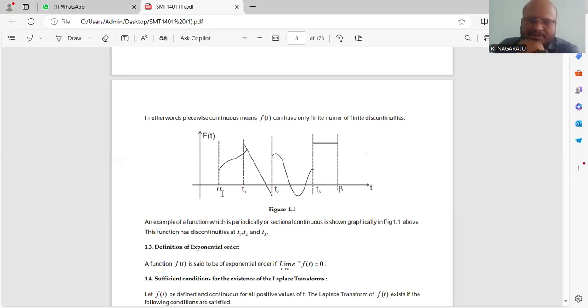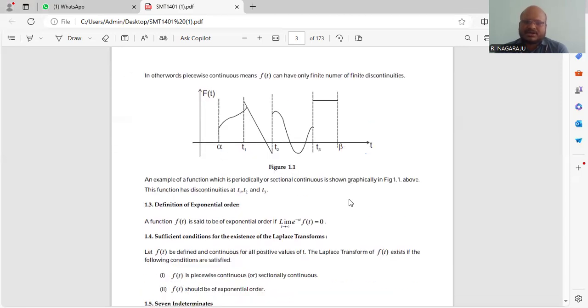In these sub intervals, suppose you take alpha to t1, it is continuous, and t1 to t2 is also continuous, t2 to t3 is also continuous. Even if you subdivide into so many sub intervals, in those intervals also the function is continuous. That is the meaning of piecewise continuous.